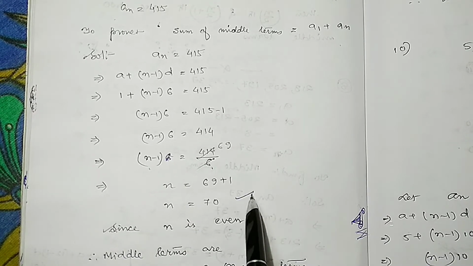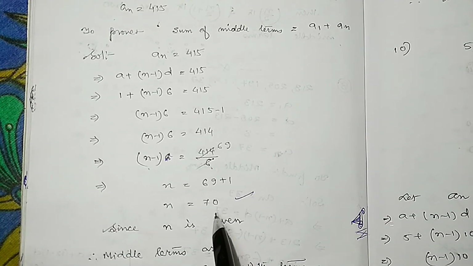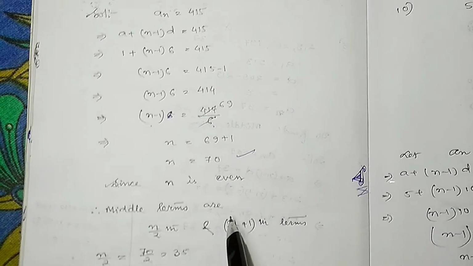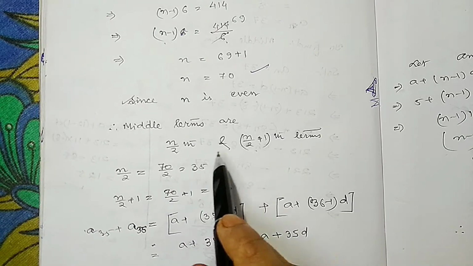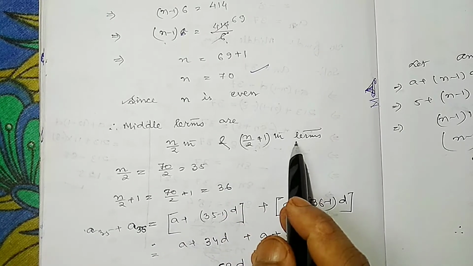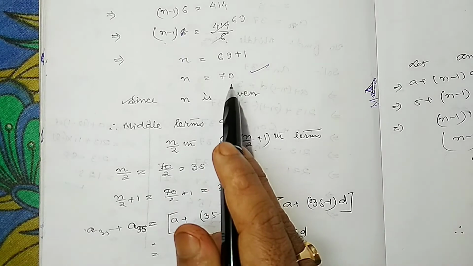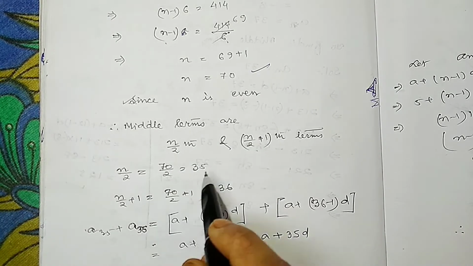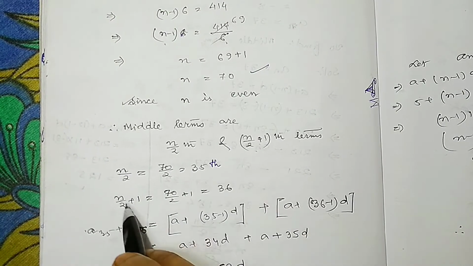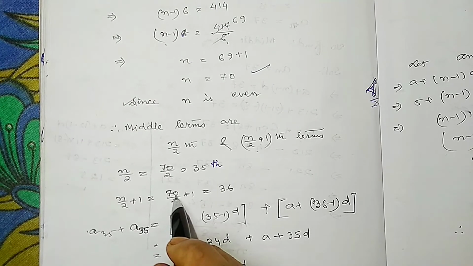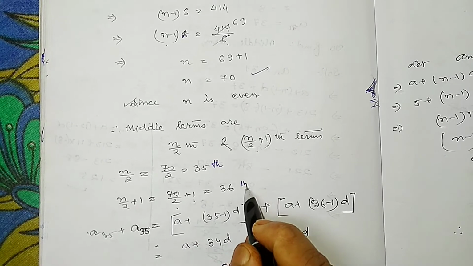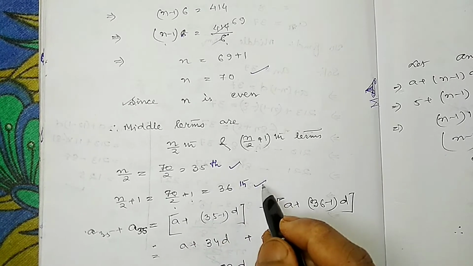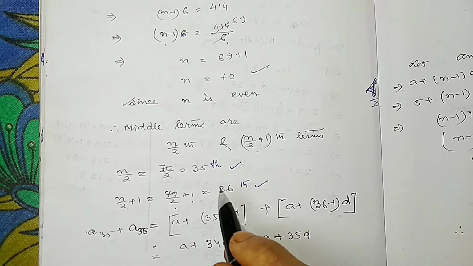n equals 70. And we know 70 can be exactly divided by 2. So n is even. And since n is even, there will be two middle terms. One is the n by 2th and another is the n by 2 plus 1th term. Now what is n by 2? n is 70. 70 by 2 is 35th. And n by 2 plus 1 is 35 plus 1, 36th. That means the 35th and the 36th are the middle terms of this AP.